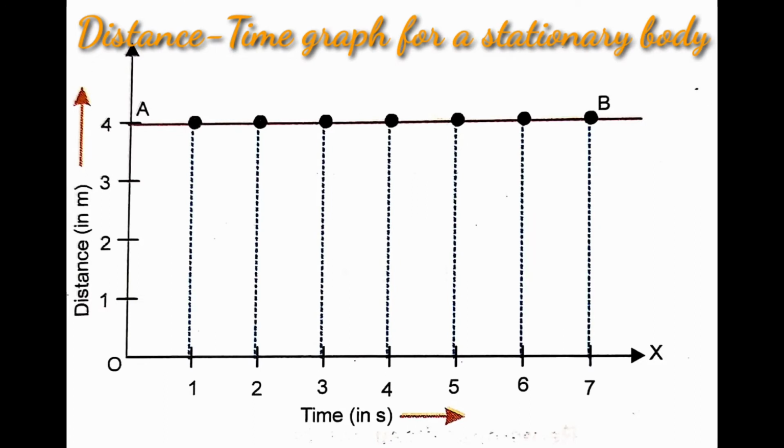Distance time graph for a stationary body. The distance of a stationary body from a fixed point does not change with passage of time. It means if distance of a stationary body from fixed point, say O, is 4 meter at time 0, then the distance of this body will remain 4 meter for all time. Distance time graph for a stationary body is shown in the given graph here. Conclusion: distance time graph for a stationary body is a straight line AB parallel to time axis.